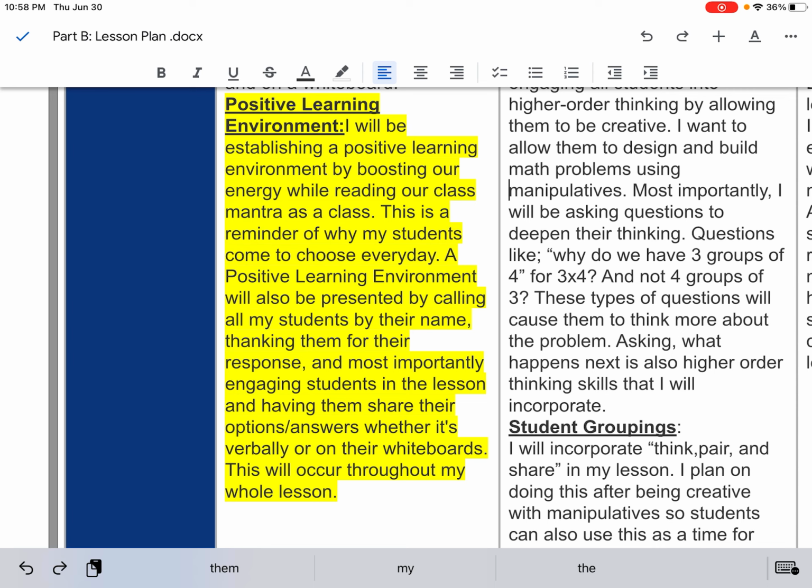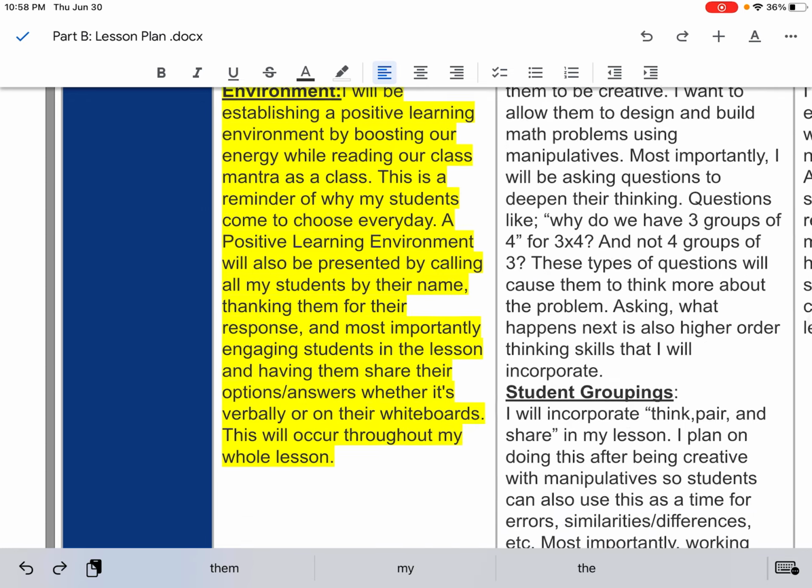Or thanking them for their response. Oh, thank you for participating. All those little things are a positive learning environment. And that's what I use throughout my lesson.